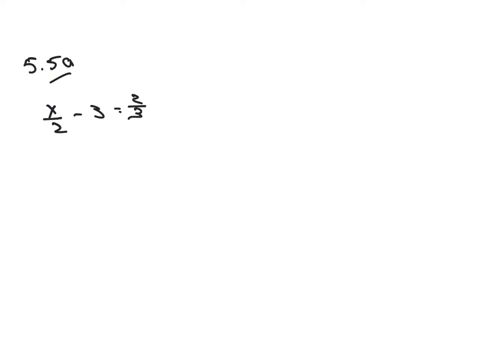Okay, so the key for solving all of these questions is finding the common denominator. And once we find the common denominator, we will multiply the entire equation by that common denominator. So let's make them all fractions. And if we look at this particular one, we see that the common denominator of 2, 1, and 3 is 6. So we're going to multiply the entire thing by 6, which means we're going to distribute that 6 to everything.